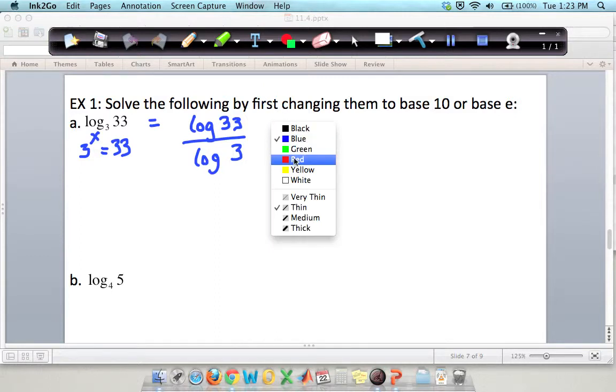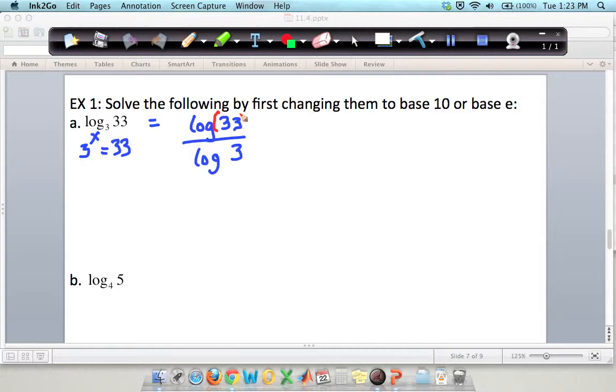The one thing you have to be careful about is that when you put this in your calculator, you get log of 33, you need to end that parentheses to show that's what's in your numerator. Then do the division sign log of 3. Otherwise, it's going to divide this log of 3 into the 33, and you're going to get the wrong answer. So when you do this on your calculator, you should get approximately 3.18, which makes sense because 3 cubed is 27, and 3 to the 4th is 81. So it needs to be a number between 3 and 4.